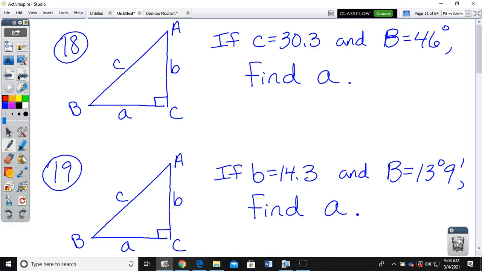All right. They give us C, little c, is 30.3, and I would recommend you filling out on your paper the triangle. It just helps you to see it. Okay.